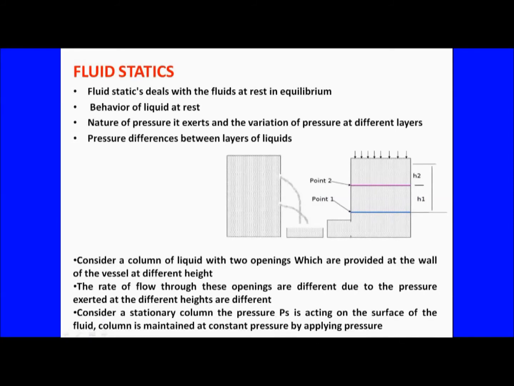We know that. So let us consider a column. This is the pressure. Let us consider a stationary column with the pressure PS. Here PS is the stationary pressure, acting on the surface of the fluid. Now this column is maintained at a constant pressure by applying pressure. Let's study what the pressure difference is.